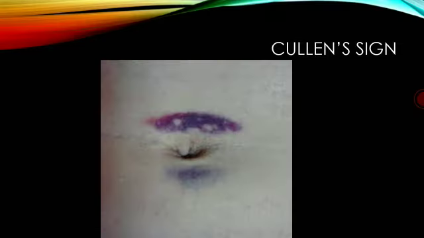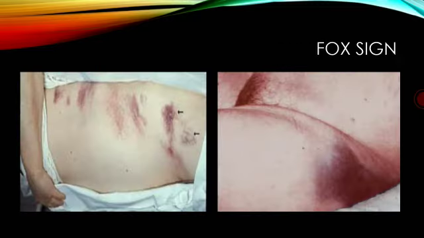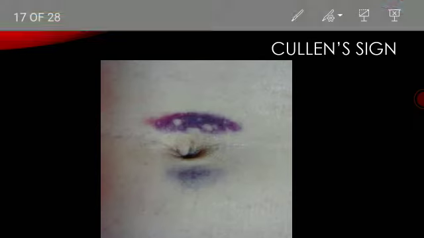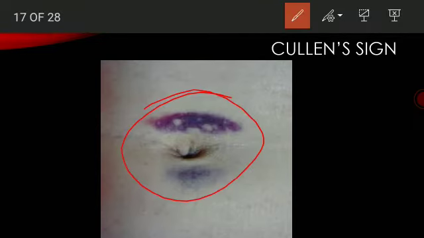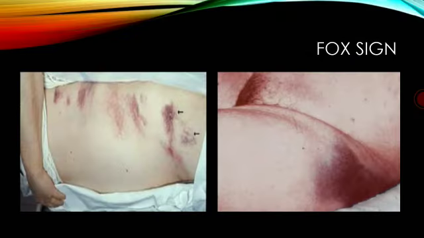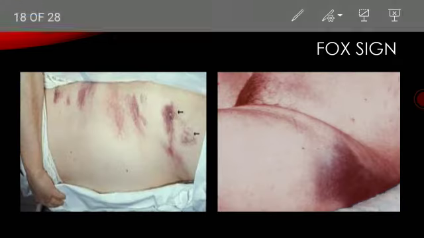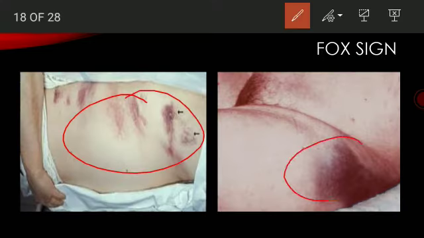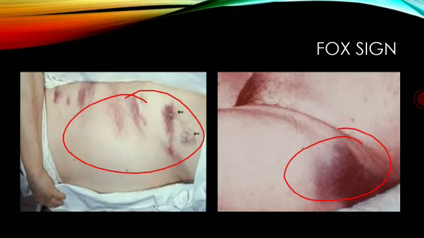If it occurs through the falciform ligament, causing discoloration around the umbilicus, then it is called Cullen sign. And if it occurs below the inguinal ligament, it is called the Fox sign.